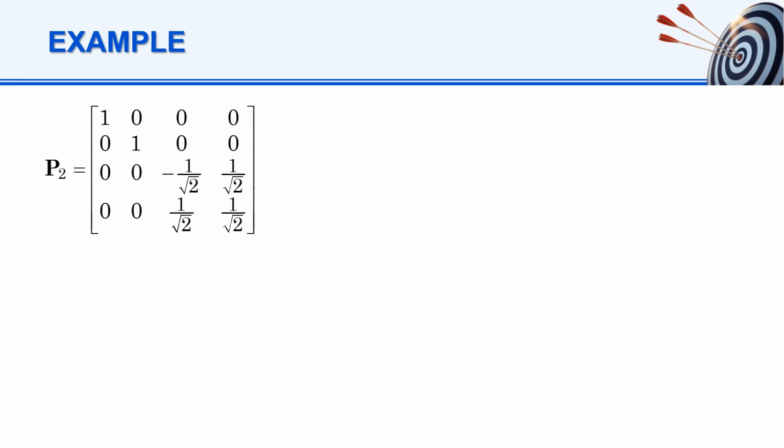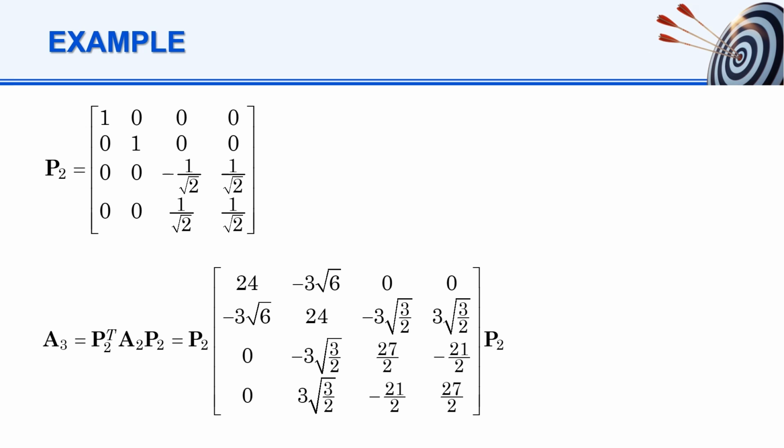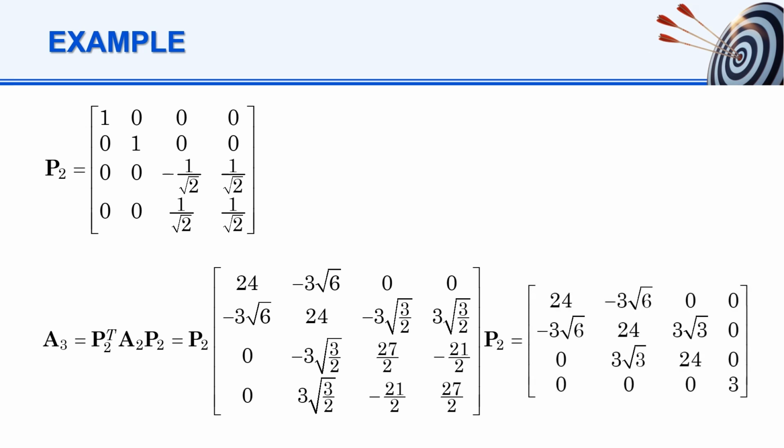With the matrix P2 at hand, we apply it on matrix A2 to obtain the matrix A3. This transformation created zeros at the desired locations of the second row and second column, as well as below the third row and beyond the third column. The matrix A3 is now in tridiagonal form.